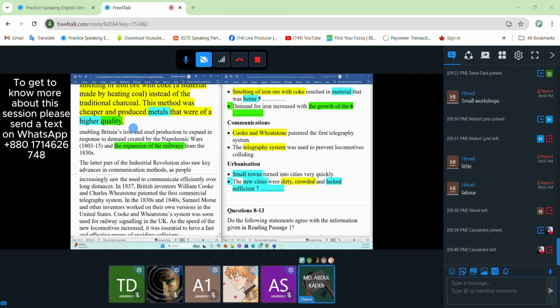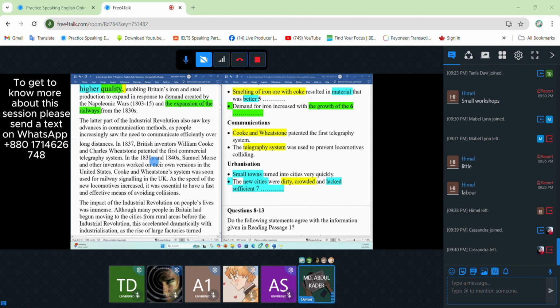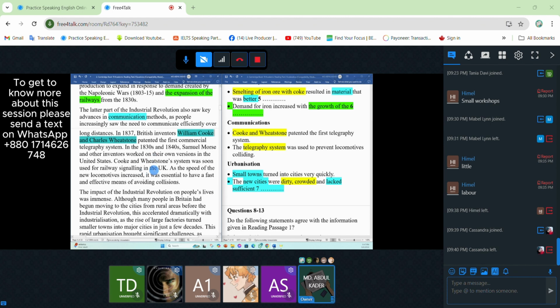Now we're moving. We've got the word communications. Where is Cook and Wheatstone? Yes, we've got William Cook and Charles Wheatstone. Just moving on. Where is the telegraphy system? Yes, we've got the telegraphy system. So finally we've done this paragraph, which means no answer is there.